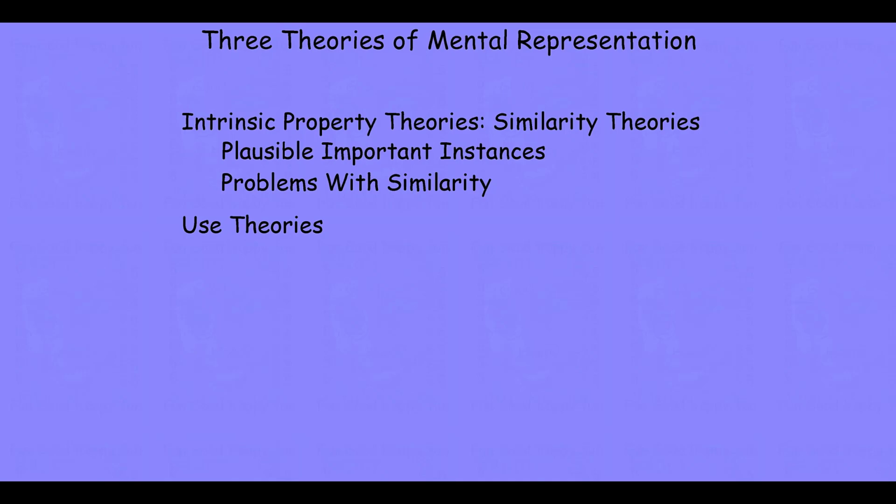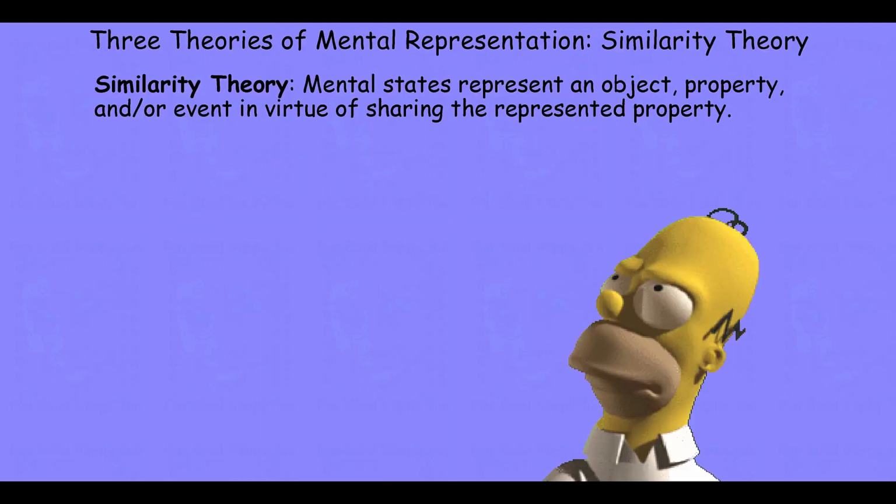And we'll finish by looking at the second category of theories, the theories that we'll cover in the next lecture. Use theories, theories that instead of focusing on properties of the state itself, focus on properties of the state's use in overall cognitive performance. Let's go ahead and pivot now then to theories about similarity as the source of representational content.